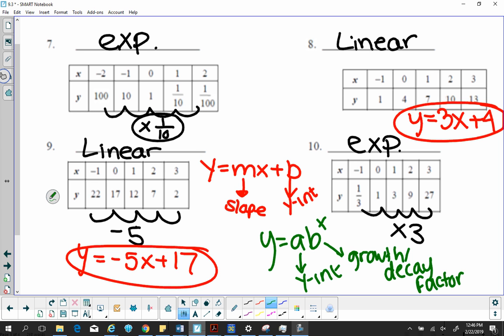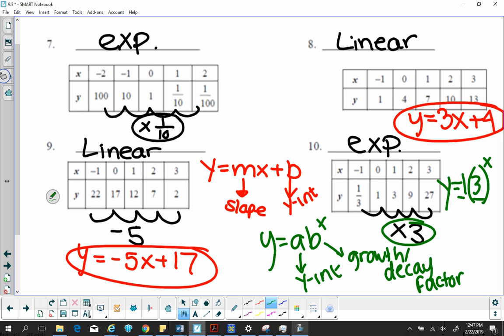Maya, which one do you want to do? 10? Okay. y equals 1 times 3 to the x. Beautiful. Does everyone see how she got that? Because 1 is my initial value, my y-intercept, and it's multiplied by 3. It's my growth factor.